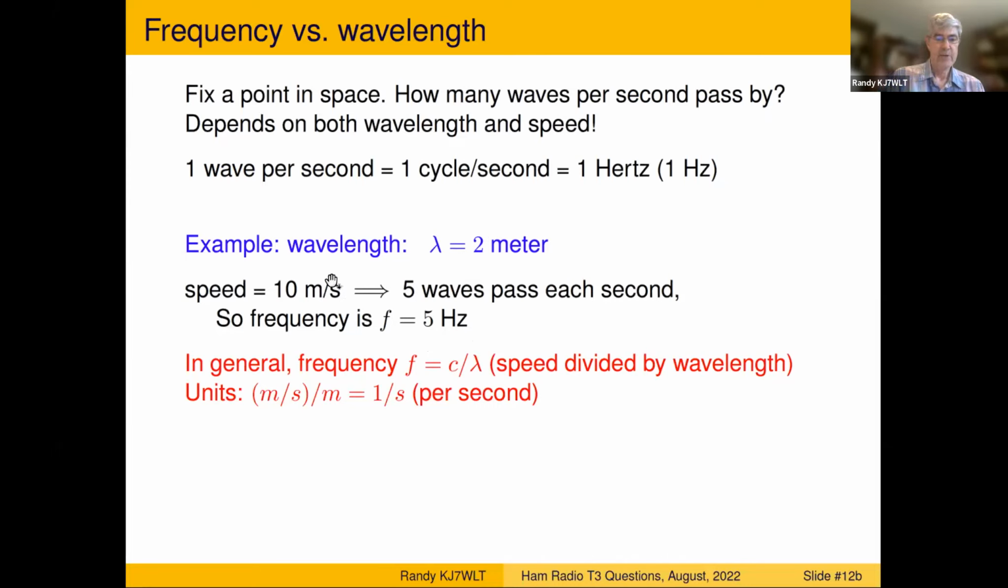And to calculate that, we need to know the speed and also the wavelength. And if you know those two things, then the frequency is the speed, in this case, 10 meters per second, divided by the wavelength, 2, which gives us 5. And if you want to keep track of what units we're using, well, speed is measured in meters per second. The wavelength, lambda, is measured in meters. So you divide meters per second by meters, and the meters cancel out, and you get 1/seconds or per second, and that's the unit that we call 1 hertz.